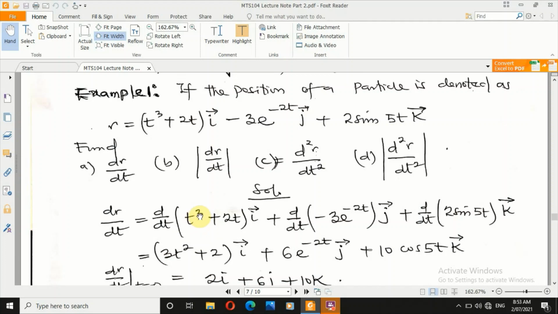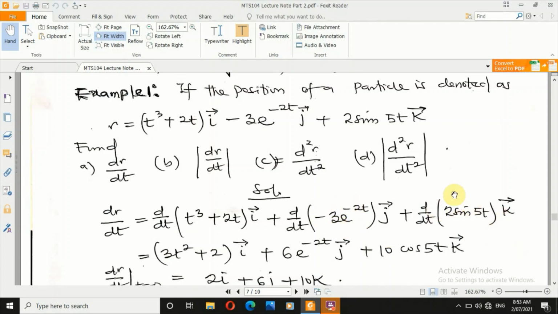If you differentiate this, it will give me 3t squared. This will give me 2, because the t here is t raised to power 1, then 1 minus 1 is 0, and anything raised to 0 is 1. So we have this. And what about this one? We have minus 3 times minus 2, which gives us 6, then the exponential e to the minus 2t. That's how to differentiate an exponential.